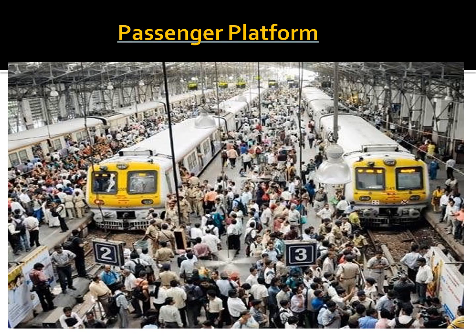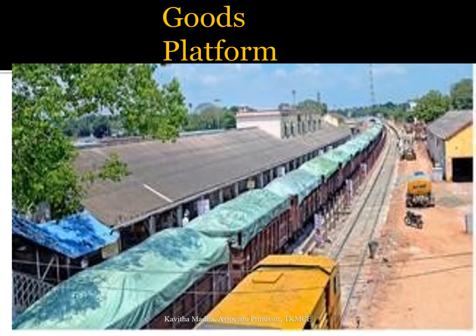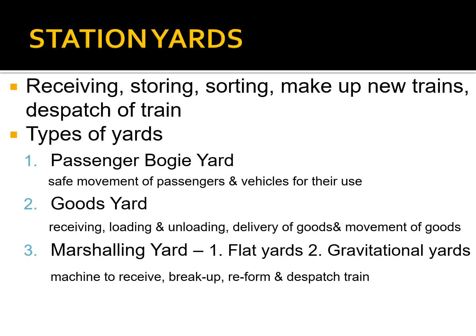An example of a passenger platform. This is an example of a goods platform. Station yards are the facilities provided for receiving, storing, sorting, and also making up new trains after sorting, and for the dispatch of trains. There are three types of yards. One is the passenger bogie yard, which facilitates the safe movement of passengers and vehicles for their use. Then there is the goods yard, where receiving the goods, loading and unloading of goods, the movement of goods, and also the delivery of goods are done.